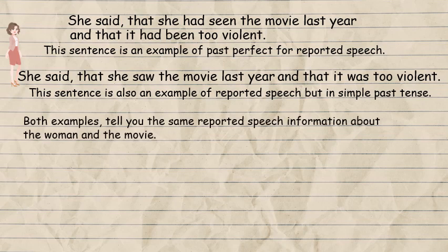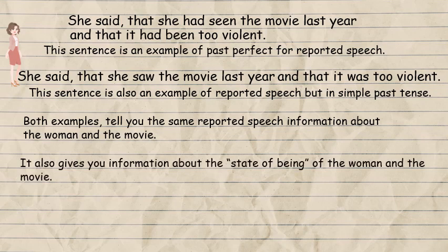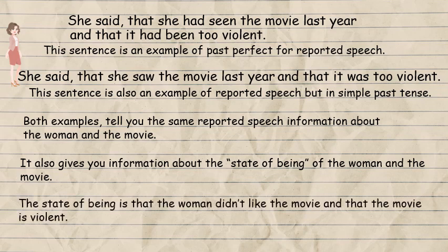Both examples tell you the same reported speech information about the woman and the movie. It also gives you information about the state of being of the woman and the movie. The state of being is that the woman didn't like the movie and that the movie is violent.